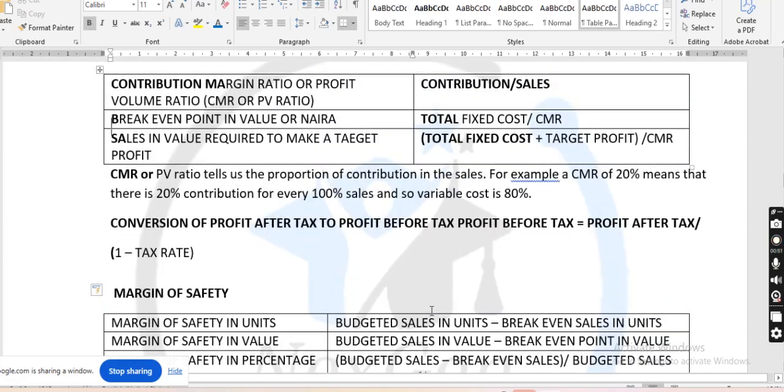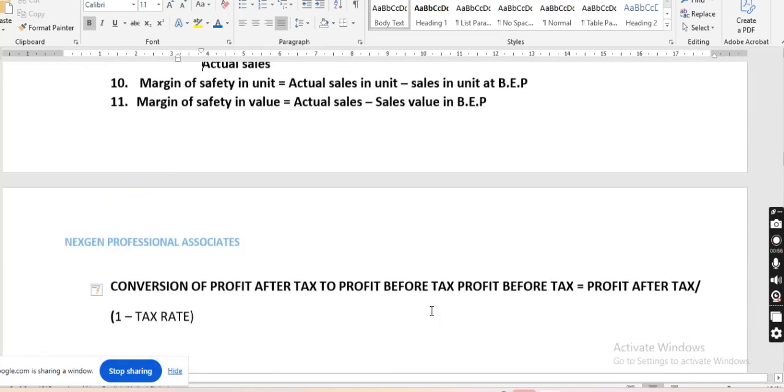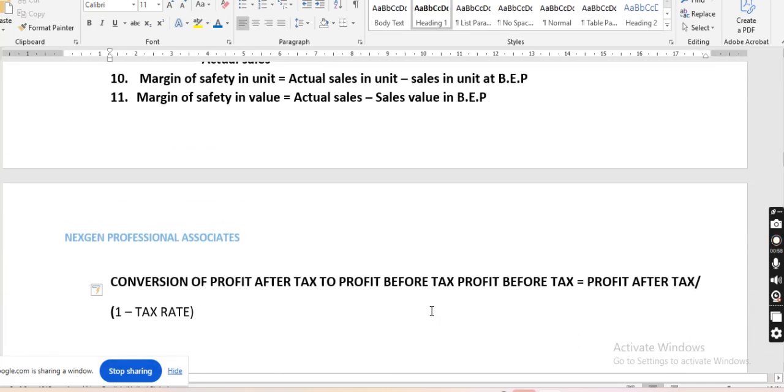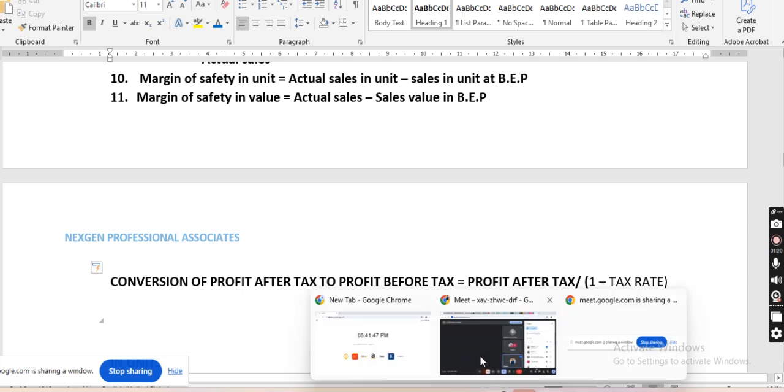I think I didn't put the question as a note, so we will get there. I'm just giving you this so that you know the conversion of profit after tax to profit before tax. So this is the formula, right? We'll get there, and that is all about these formulas.